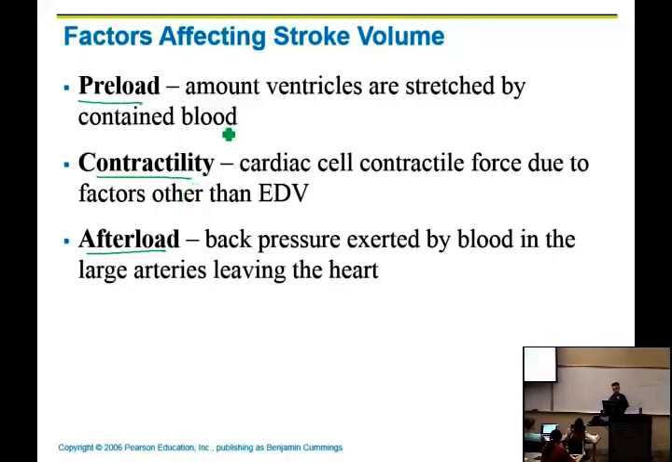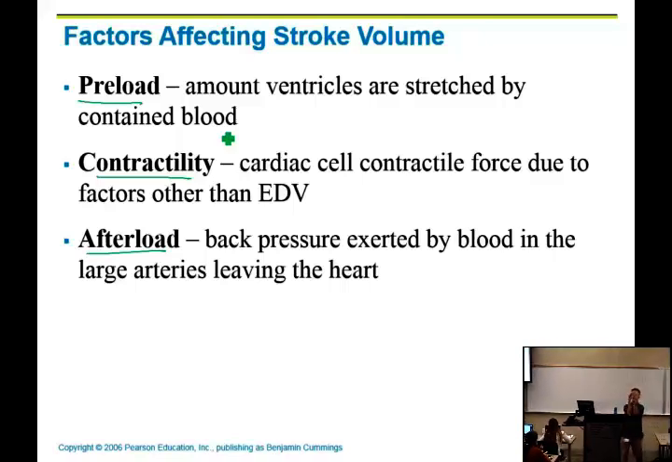So preload is basically, like we said, when the ventricles are relaxing and they're filling up, how much blood is loading into there. The cardiac muscle has a very interesting property to it, in that the more, to a certain extent, the more stretched it is, the more force it actually generates.